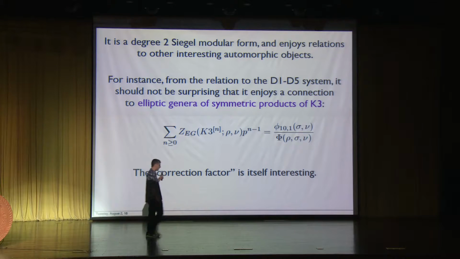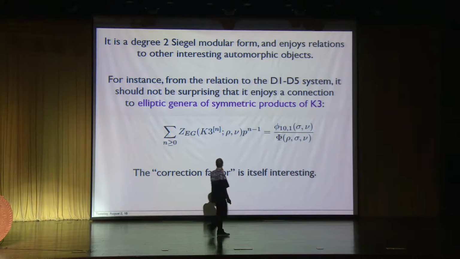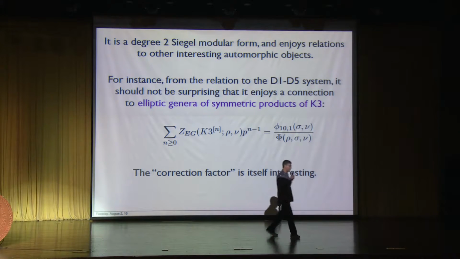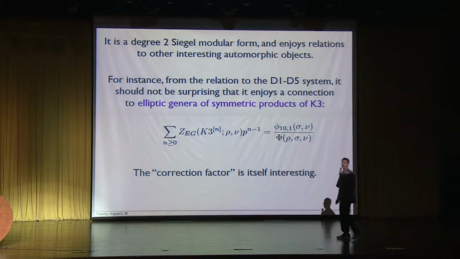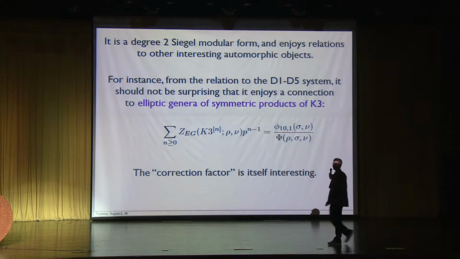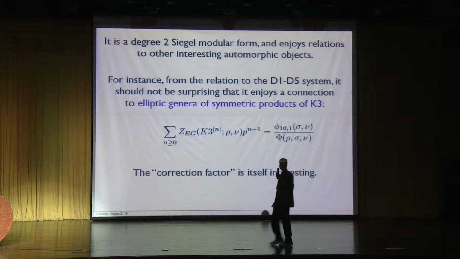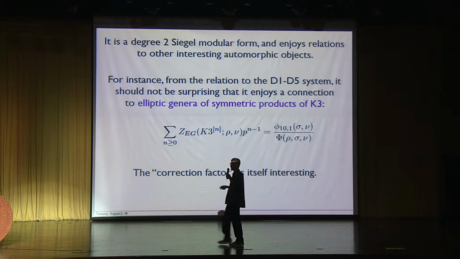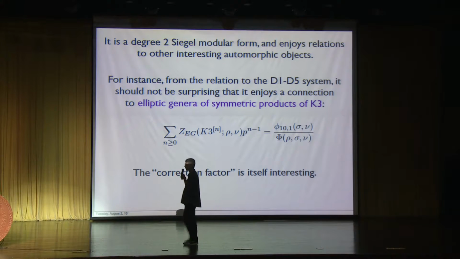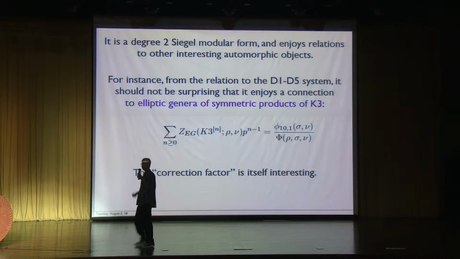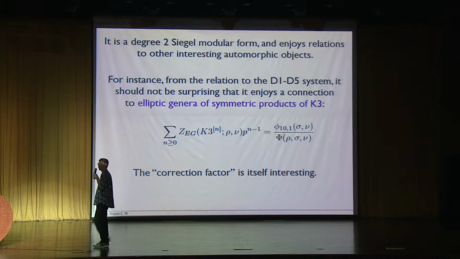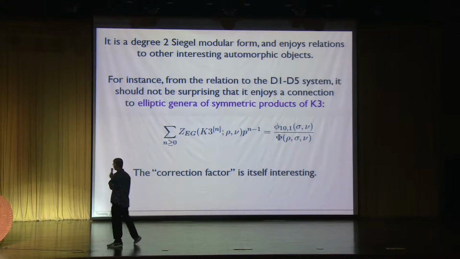Now, as I mentioned, this phi is a well-known object. It's something called the Igusa cusp form. But it enjoys relations to many other reasonably famous automorphic objects. For instance, from the relation to D1, D5, it shouldn't be surprising that this object is related somehow to K3. After all, the moduli space of a 1 brane moving around in a 5 brane, well, if there's n1 branes, it would be something like the symmetric product of those K3 surfaces viewed as sigma models. So a sigma model with target Sym^n K3 would be some approximation.